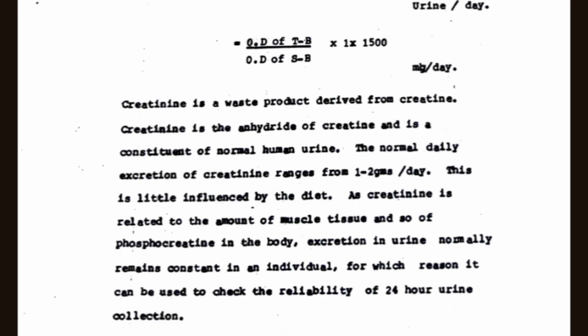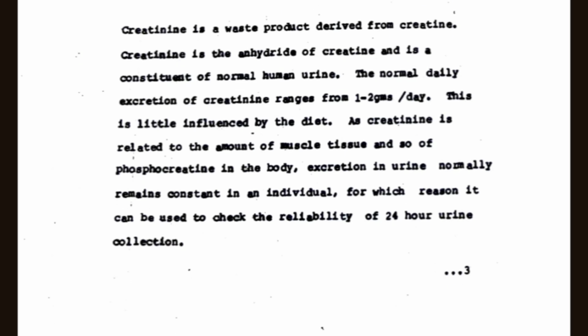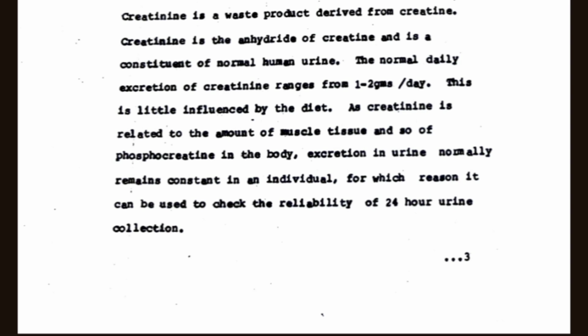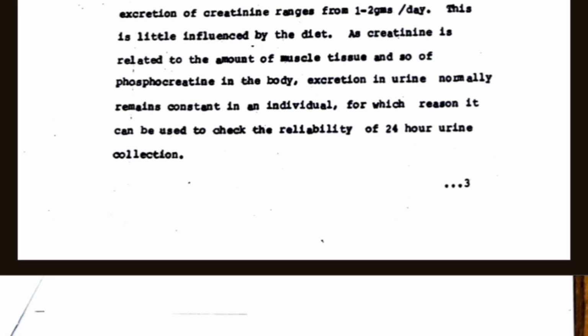Now this part is for the viva. Creatinine is a waste product derived from creatine. Creatinine is the anhydride of creatine and is a constituent of normal human urine. The normal daily excretion of creatinine ranges from 1 to 2 grams per day. So 1 to 2 grams per day is the normal range in which creatinine is excreted from the body. This is little influenced by the diet, which is very important.